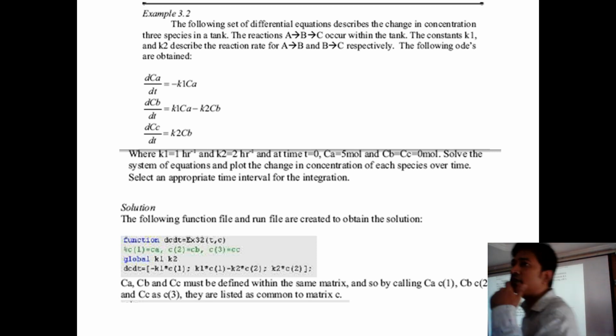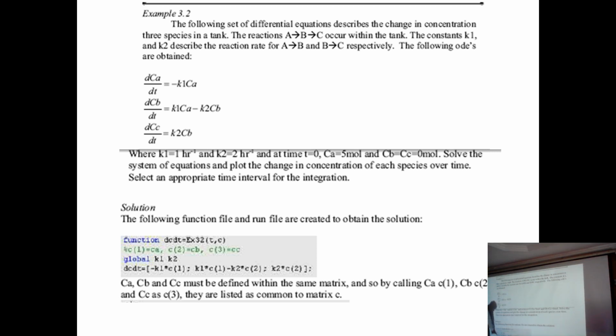Look at what I wrote, I wrote code. Function. dc by dt, the function name is the same as the file name, then function name, independent variable, dependent variable. Then I have to write the differential equations. So there are three differential equations here. I have to write all three here. How will I write? Very simple. Write one equation, keep a semicolon. Second equation, keep a semicolon. That's what I did here. Look at here.